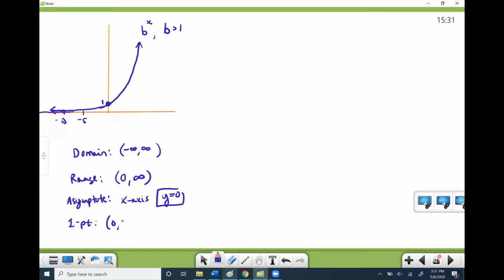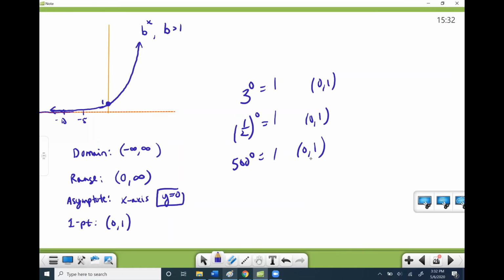So 0, 1 is the one point that everybody knows on an exponential, and it's on them all because I don't care what the base is. I don't care if the base is a half, if the base is 3, I don't care if the base is 500. Anything to the 0 power is? One, one, one, yeah. So that means that 0, 1 is going to lie on all of these, you guys. If you plug in a 0, you'll get a 1 out. That's why they all go through that point.